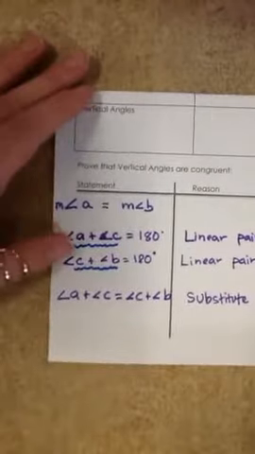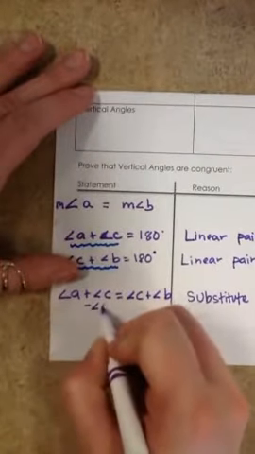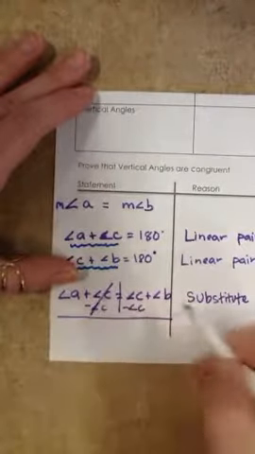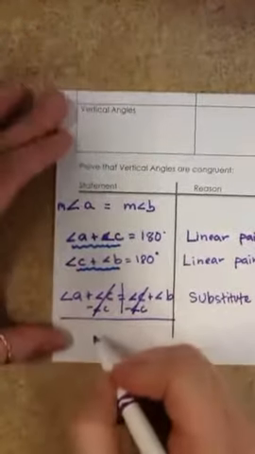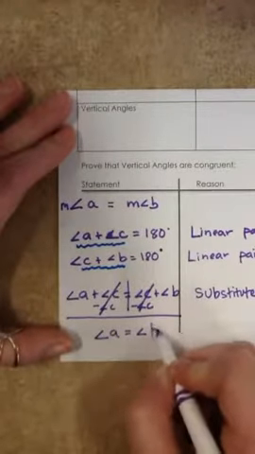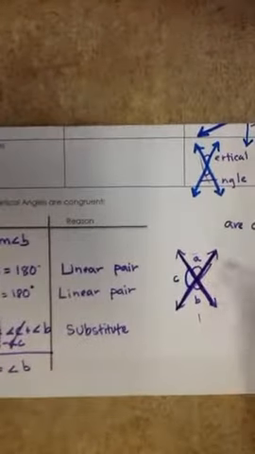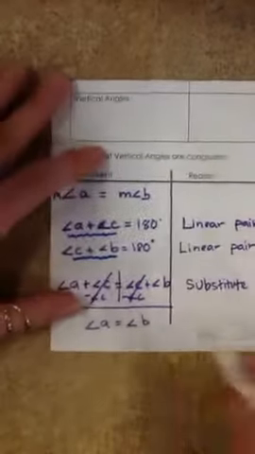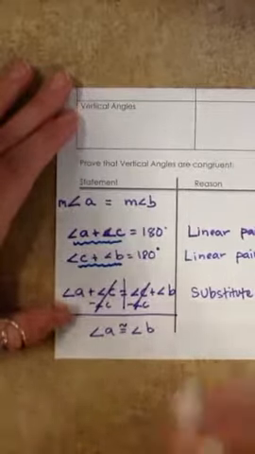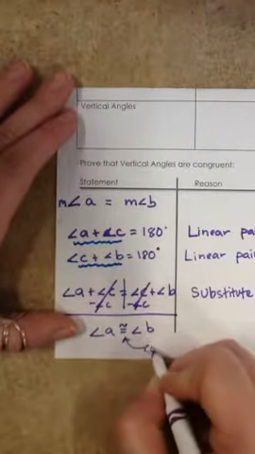And then a little geometry, you can subtract angle C from both sides. These are going to cancel, those are going to cancel. And we have now shown that angle A is equal to angle B, which means that the vertical angles are congruent. And we don't say equals in geometry, we say congruent. So that little symbol means congruent.